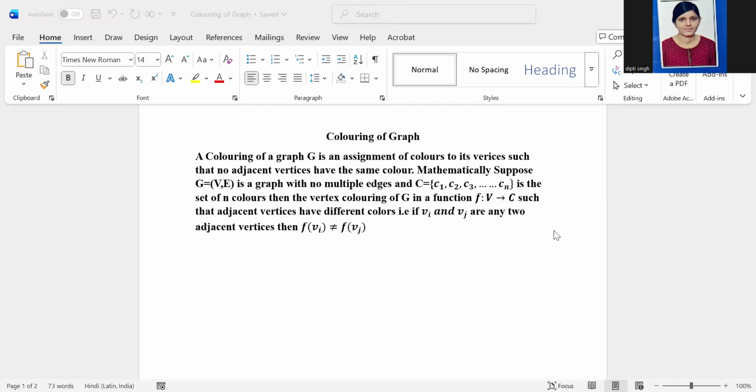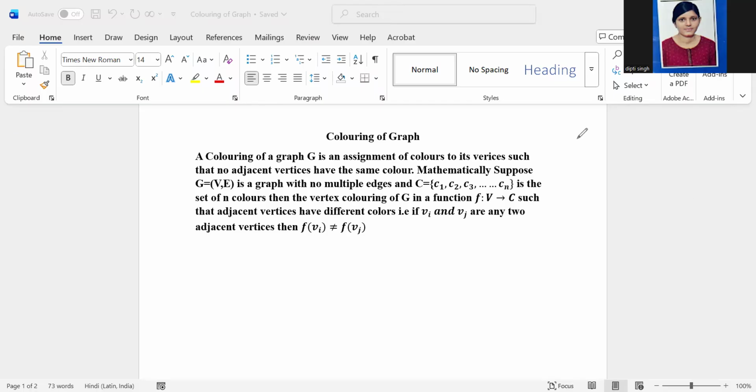Hello everyone. Today we start coloring of graph in discrete mathematics. So what is coloring of graph? Coloring of graph is an assignment of colors to its vertices such that no adjacent vertices have the same color.